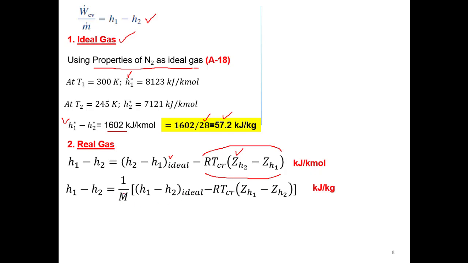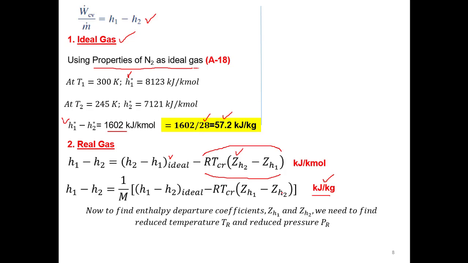If we divide with molar mass, then the whole term will become kilojoule per kg, because in the problem solution it is required to calculate in kilojoule per kg. So from this equation, what we need is ZH1 and ZH2. And how can we get these enthalpy departure coefficients? First of all, we need the value of the reduced temperature and the reduced pressure.